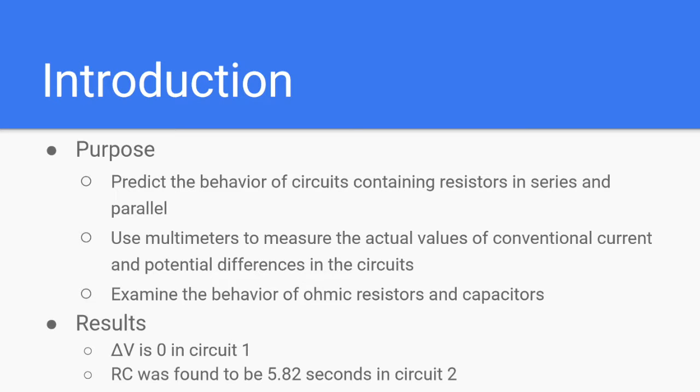My results showed that the sum of the potential differences in the first circuit was 0, and the time constant RC in the second circuit was calculated to be 5.82 seconds. In this video, I will address the fundamental physics principles, circuits, calculations, and results I used in the lab which allowed me to obtain these results.